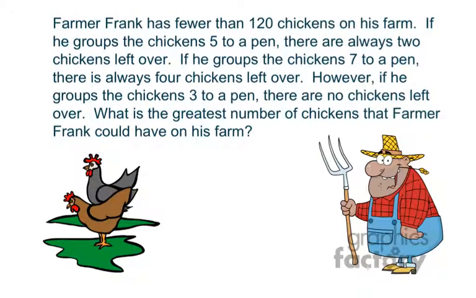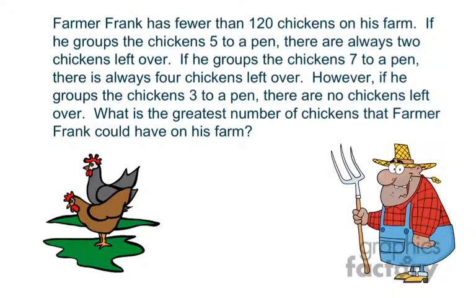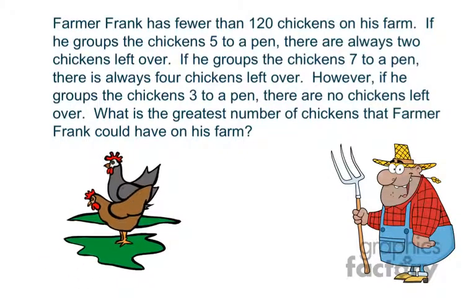Farmer Frank has fewer than 120 chickens on his farm. And it tells us that he can group them 3 different ways. So 5 to a pen, 7 to a pen, or 3 to a pen. And the only one that goes in evenly is going to be the 3 to a pen. It says none are left over.